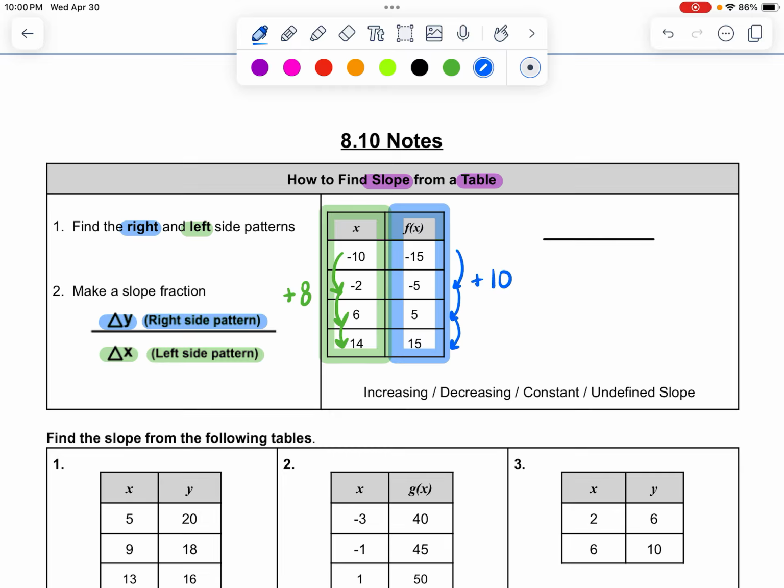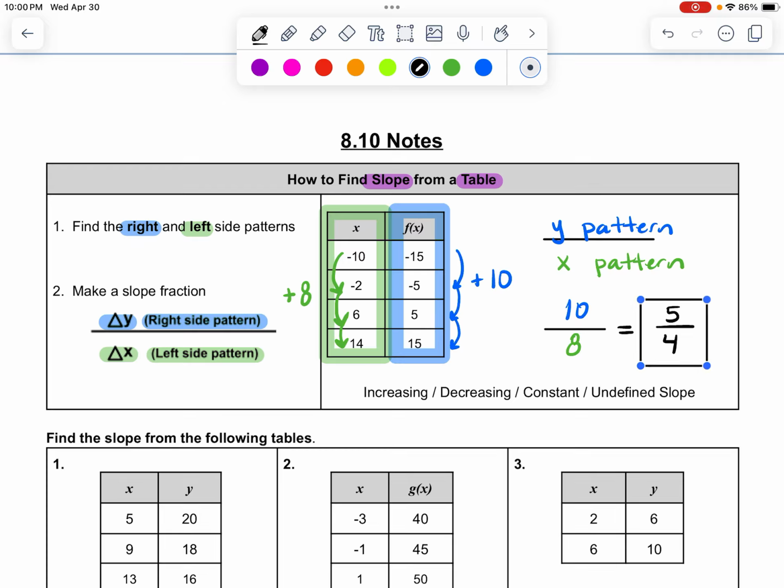So now I'm going to make my slope fraction. On the top of my slope fraction, I'm going to put the Y pattern, and I'm going to put the X pattern on the bottom. The Y pattern in this case is 10, and the X pattern in this case is 8. So what I'm going to do next is put that fraction into my calculator and let the calculator simplify for me. When I do that, I should get 5/4, and that's my slope.